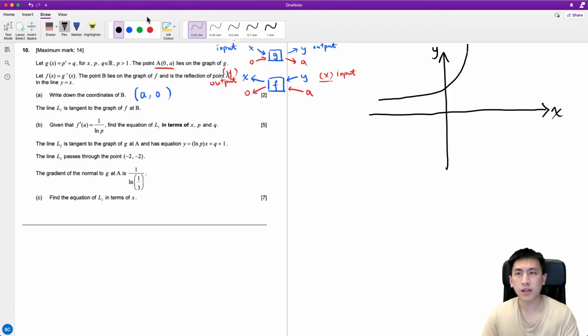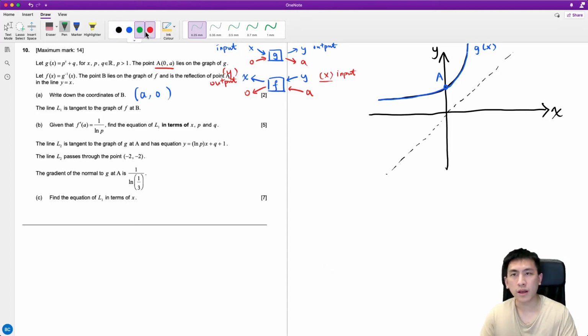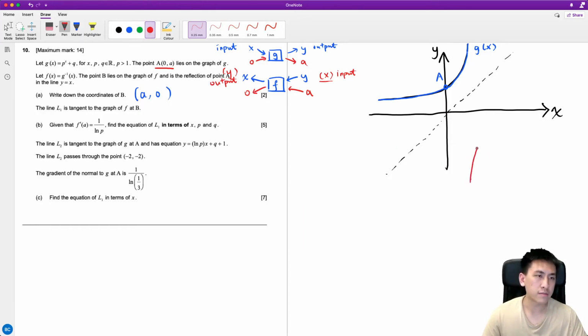Actually, let me use a different color. Let me use blue for this one. That would be my function g. And that point right there, the y-intercept, is my a. Then let me draw the line that you reflect on. The line x equals y would be something like this. That's the straight line that you reflect your graph upon, and it would give you the line, let me use red for this one, something like this. If you tilt your head, you see that's the reflection. The middle one is the mirror.